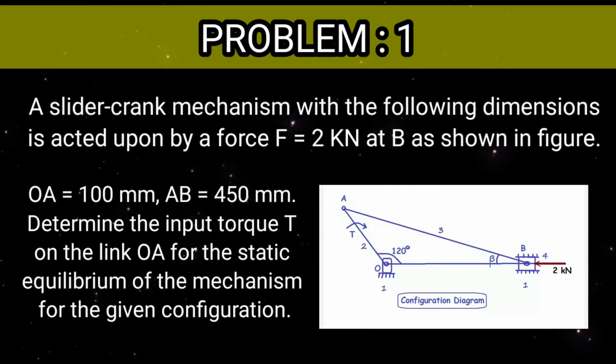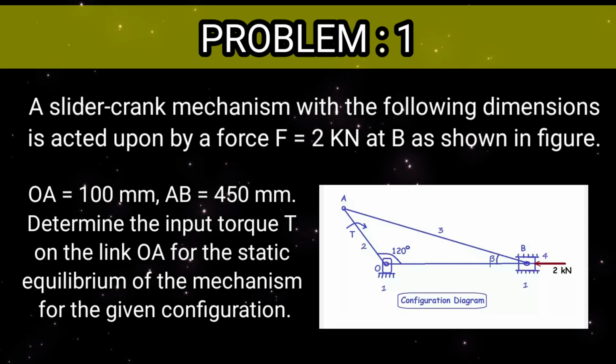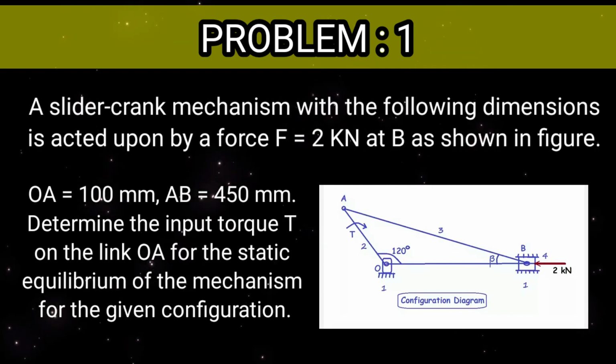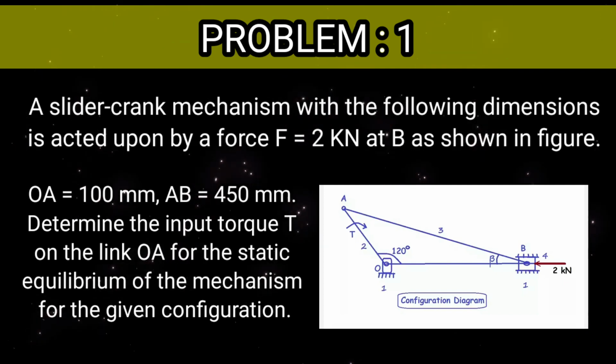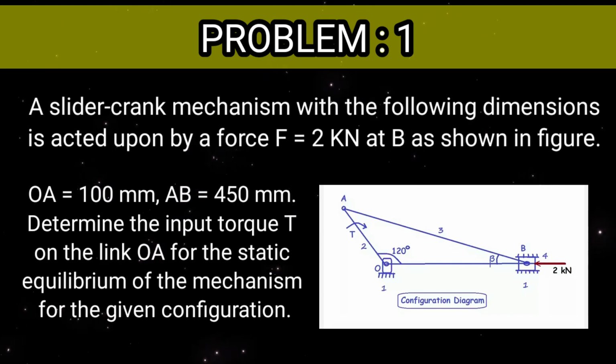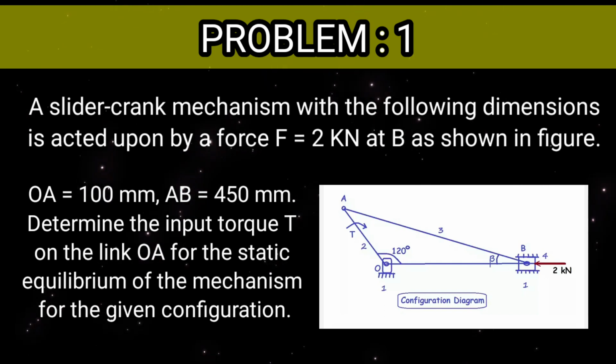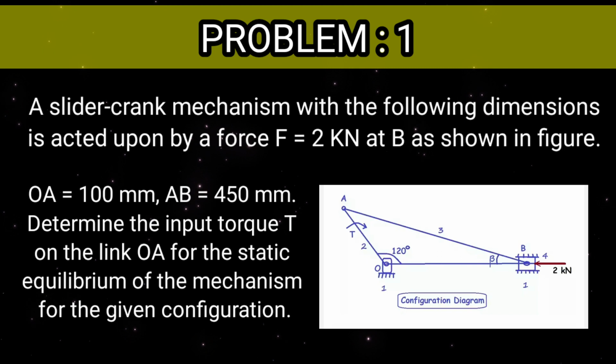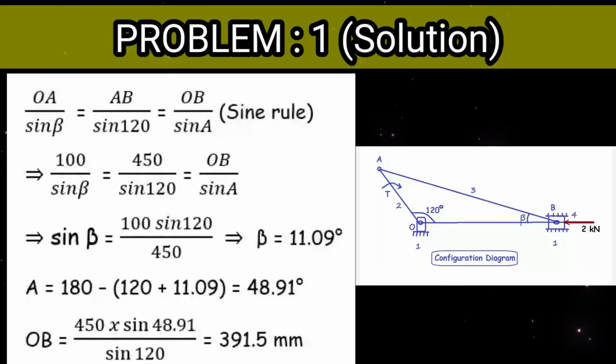Problem number 1. In this problem, a slider crank mechanism is given. Force F is acting on link number 4 at B. OA and AB dimensions are given. We have to find out the input torque on the link OA for static equilibrium. Let us solve the problem.